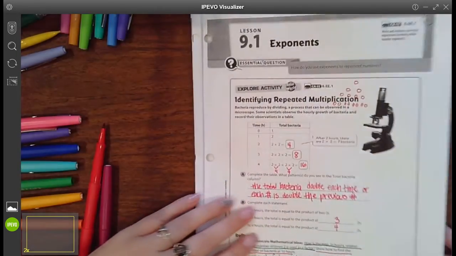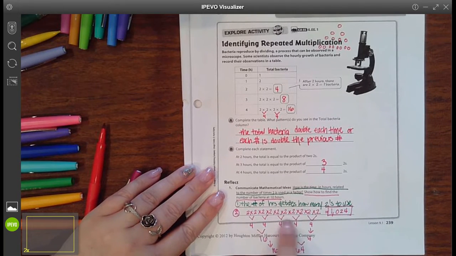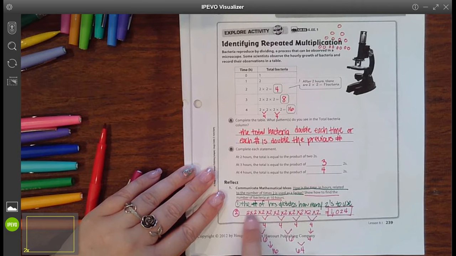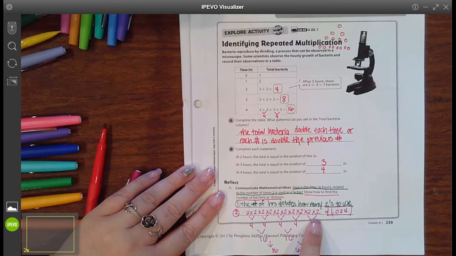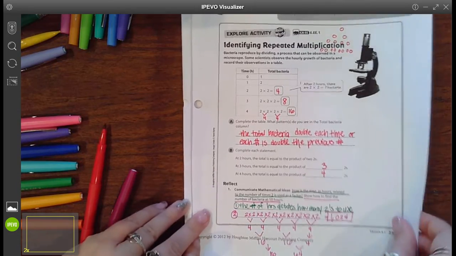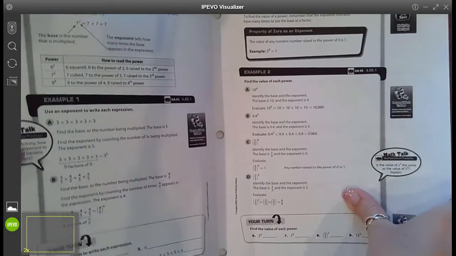And as you can see, if they said you don't have to solve it, but just write it out, what's a better way to write this? Instead of 2 ten times, what if we did 2 to the 10th power? Let's go over those vocab words.